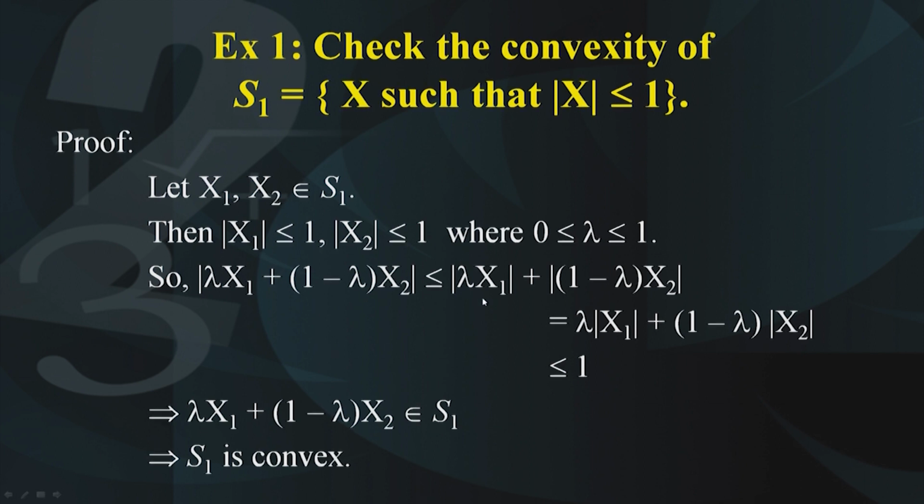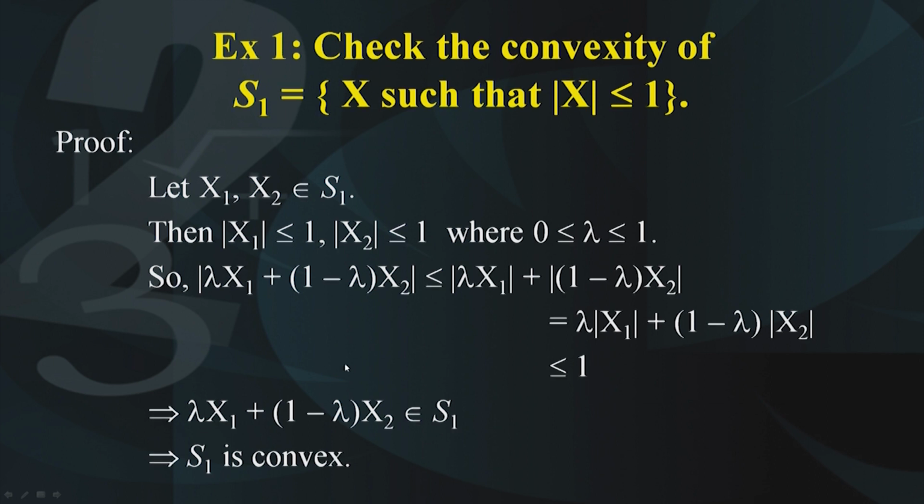We get the modulus of lambda x1 plus (1 minus lambda) x2, and the modulus can be taken inside. Because lambda is a real number, it can be pulled out, and you get lambda times modulus of x1 plus (1 minus lambda) times modulus of x2. Now, since modulus of x1 is less than or equal to 1 and modulus of x2 is less than or equal to 1, this entire expression will also be less than or equal to 1.